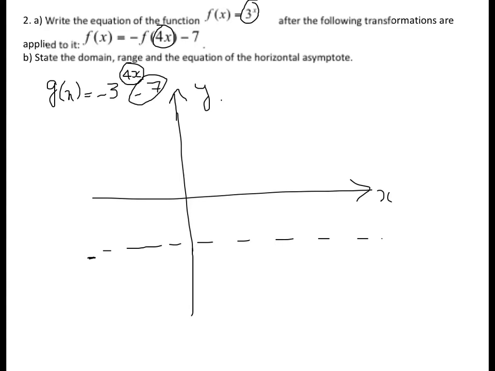When x is 0, 4 times 0 is going to give me 0. 3 exponent 0 is 1. Negative 1 minus 7 is negative 8, which is here.